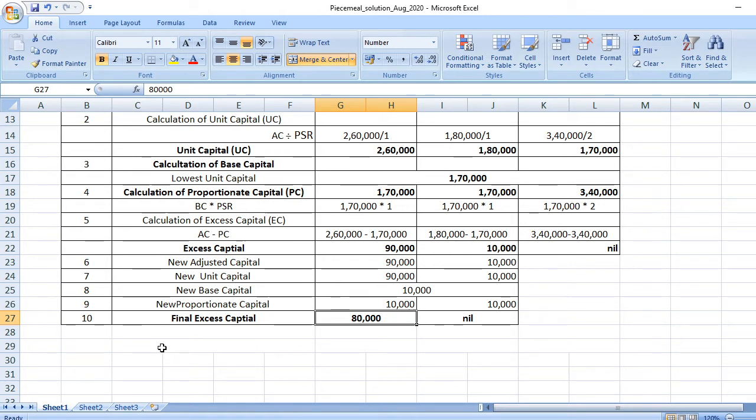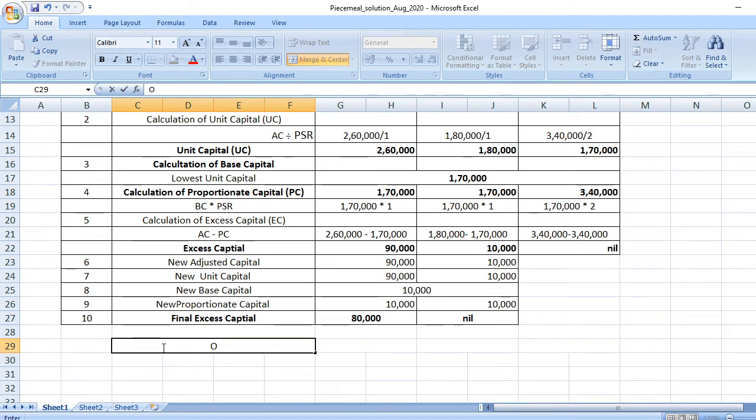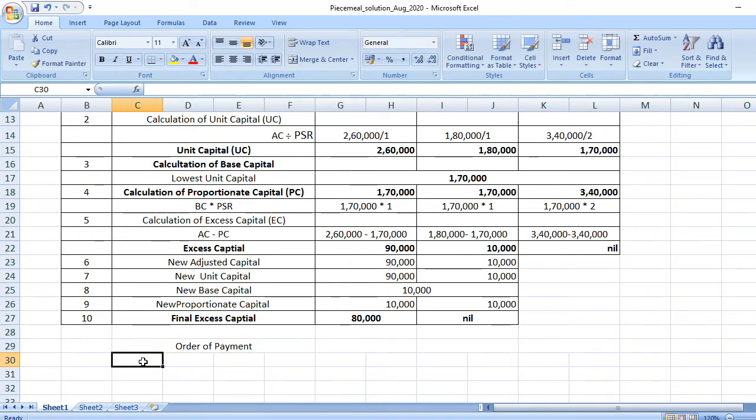Now friends, in our piecemeal distribution, the next treatment we have to do is the order of payment. Order of payment means that whatever amount is received after the sale of the assets, the same amount we will use for payment of liabilities.